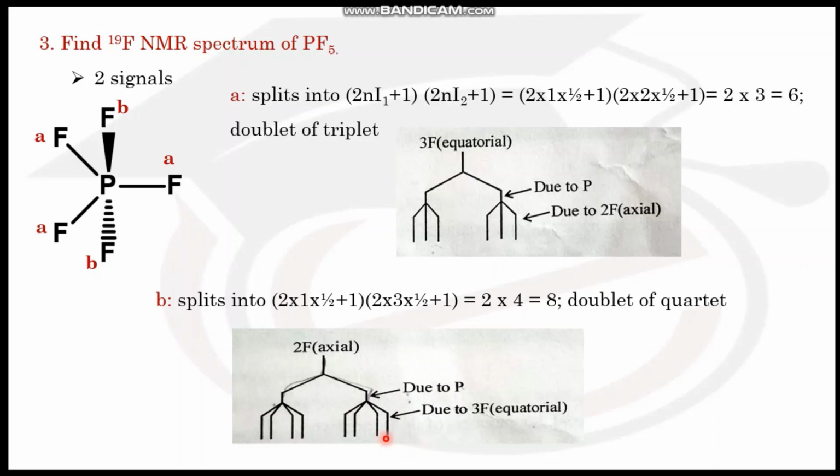Okay, this is the answer, and mostly they will ask the number of lines. So the number of lines will be 6 here, and 8 here. When you get these values, 2 into 3, you check the options, doublet of triplet or triplet of doublet, like that, and mark that one. Total number of lines will be 6 here, and 8 here. I think this is also clear to you. If you have any doubt, you can ask.